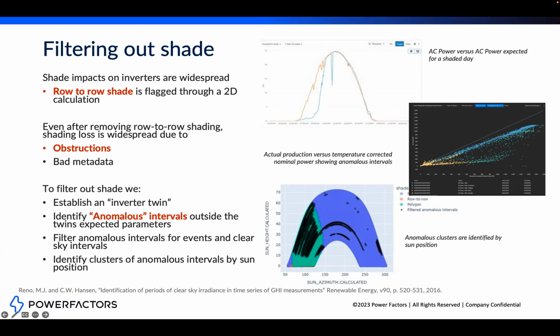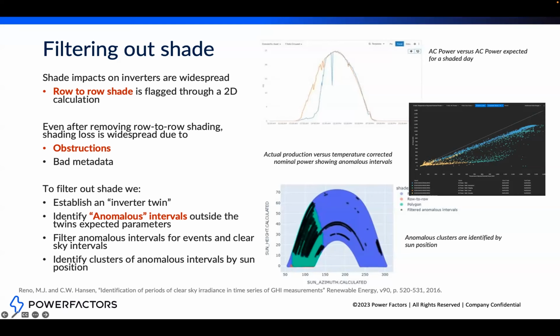To do this, we first establish what we call the inverter twin. This is an algorithm that learns the linear unobstructed response of the inverter. It takes the actual power versus temperature corrected nominal power and finds the slope and range of the linear data. Once the linear data is identified, data outside that range is marked as anomalous. You can see this on the plot. The nice linear data is marked in blue, and the lower shade curve is green. So that's being filtered as anomalous. All shade intervals should be flagged as anomalous.